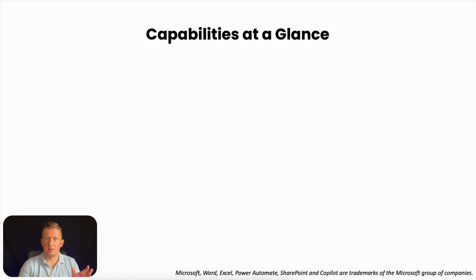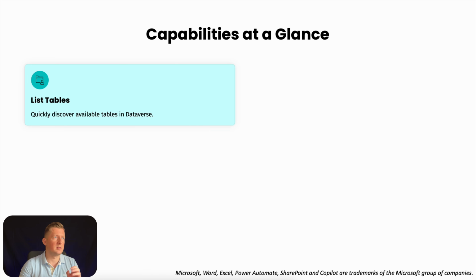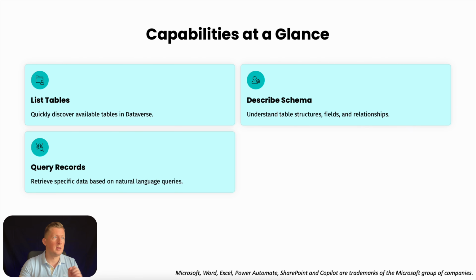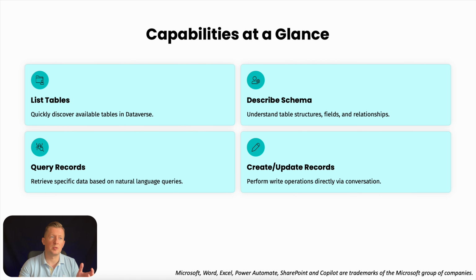The capabilities that are possible with the Dataverse MCP connector. You can list tables, you can discover what tables you get in your system, in the environment you are working in. You can describe the schema of a table. That means you get a description about the columns, data types within a Dataverse table. You can query records, you can read out data, read out records, and you can also create and update records. So not just read, but also write into the Dataverse. And no SQL or API calls are needed, just conversational commands.